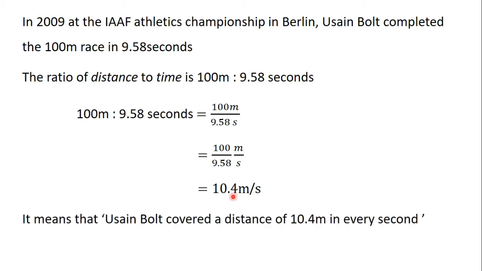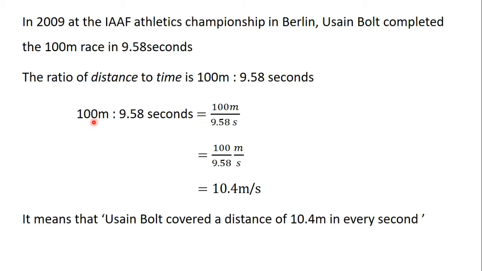Now what this means is that Usain Bolt covered a distance of 10.4 meters in every second. So in 1 second, he covered a distance of 10.4 meters. That is very fast for a human being. A distance of 10.4 meters in every second.